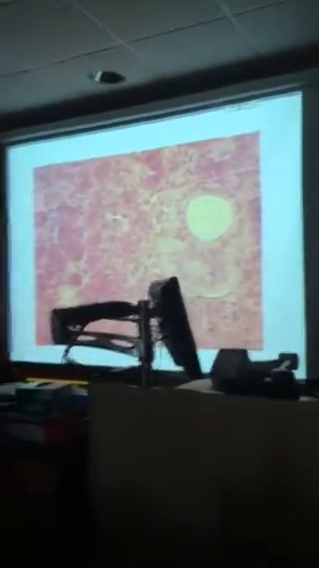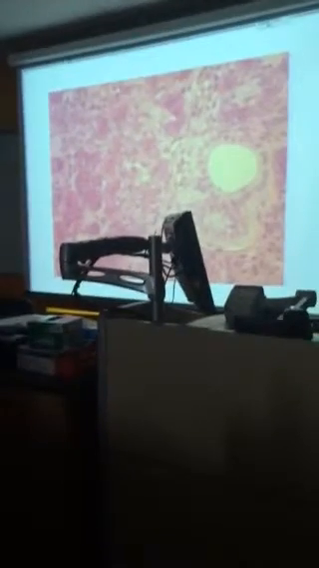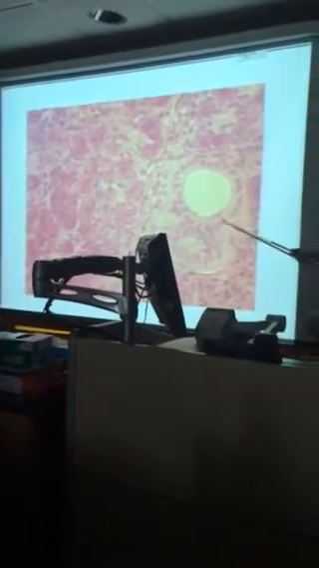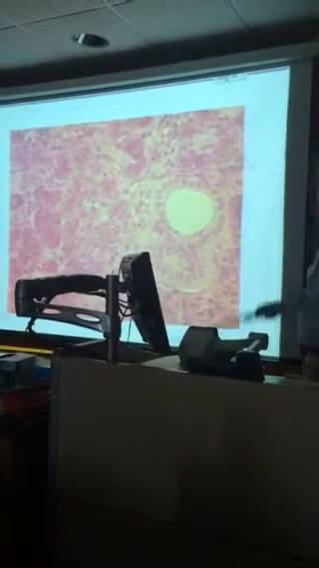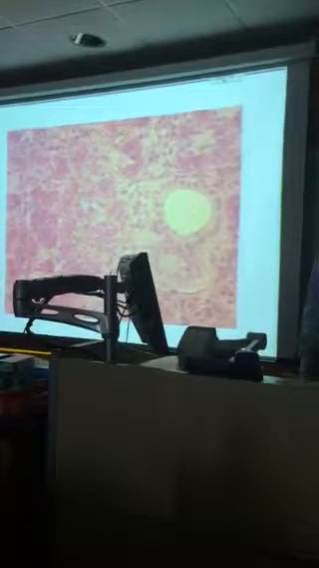So all those empty holes are fat cells? Pardon me? All the empty holes are fat cells? Usually, yeah. Well, not all. This, for example, is a salivary gland duct. You can see the wall around here. Notice it's simple cuboidal epithelium.